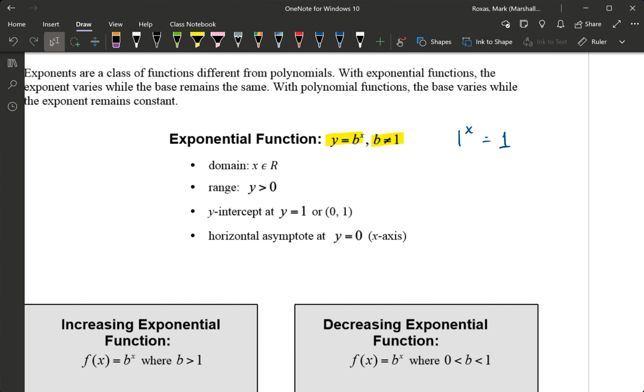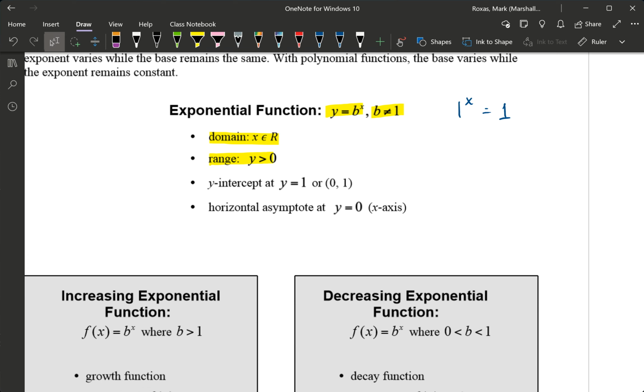Bases not 1, but are still greater than 0, so not negative either. The domain of the exponential function is every real number, and the range of this exponential function is y greater than 0. And we'll find that the y-intercept of the exponential function is 1. For other exponential functions that we'll explore, that y-intercept will be related to the value of a. So we'll be looking particularly at functions that are expressed as y equals a times b to the x.